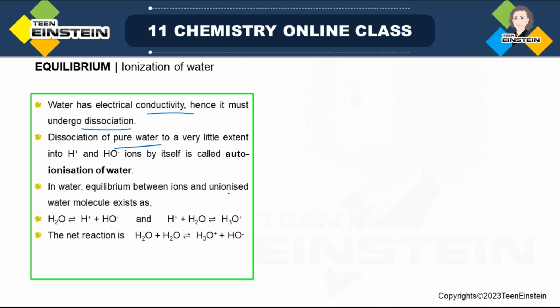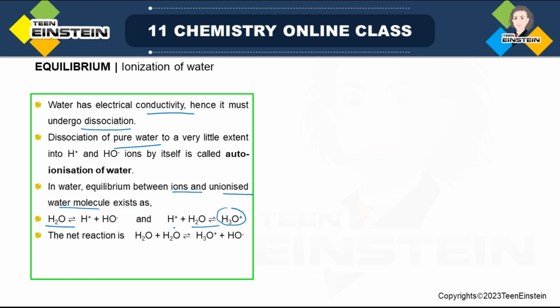In water, equilibrium exists between ions and unionized water molecules, that is undissociated water molecules. So for the equilibrium, this is the neutral water molecule H2O, and it will dissociate into H+ and HO-. Now this H+ can combine with another neutral water molecule and produce a hydronium ion. So the net reaction you can write in this way: if we add two water molecules, what will we get?